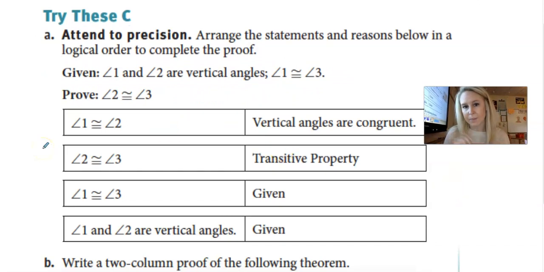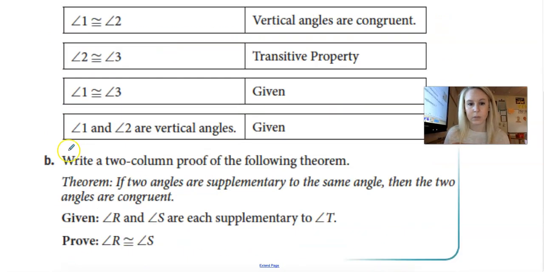I want you to try A. I want you to rearrange them, put them in order. If you want to rewrite them, go for it. And then part B wants you to write a full, complete proof all by your own. And it's actually very similar to the one we just did.